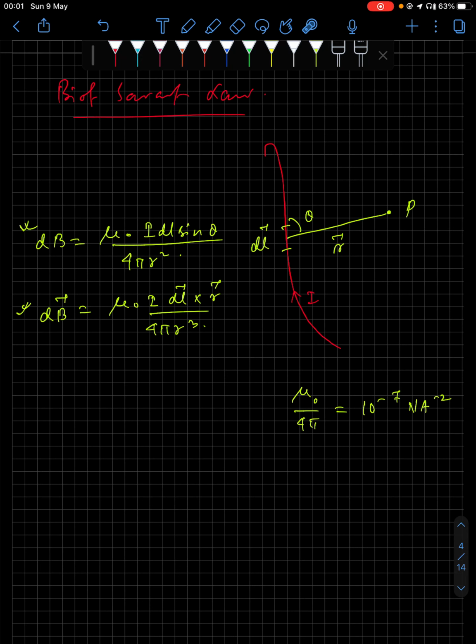Along with that, the direction of the magnetic field. How do you find that? Again, right hand thumb rule: you align your thumb along the direction of this wire.